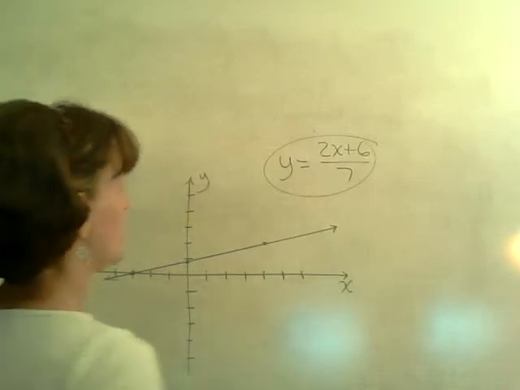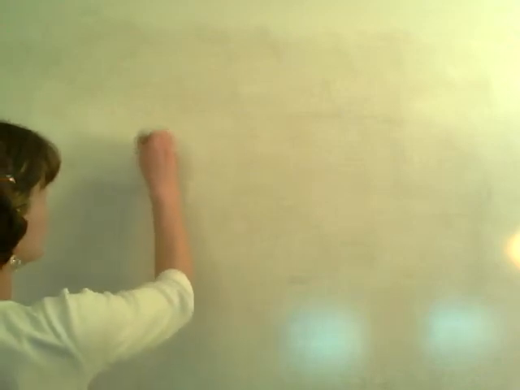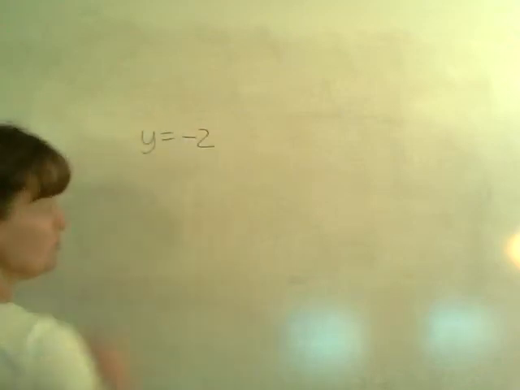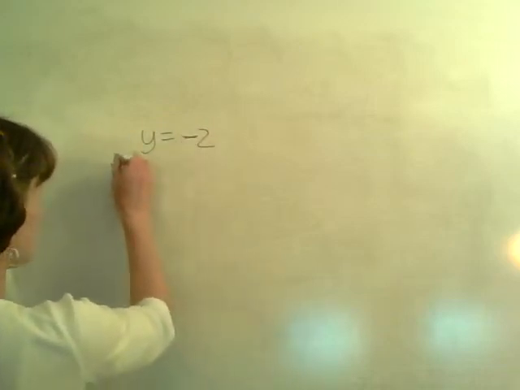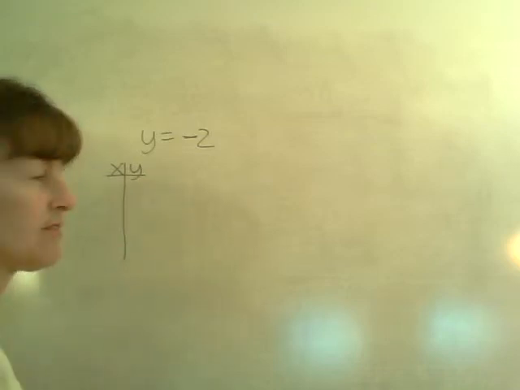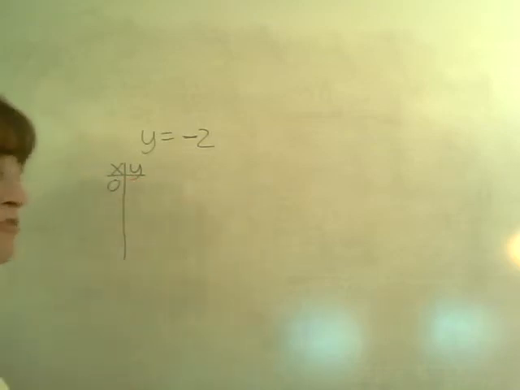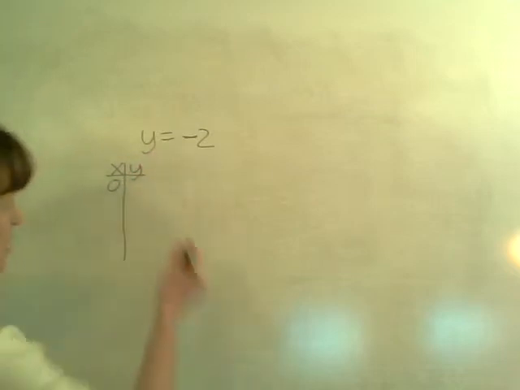Now, one more quick line that we're going to graph. Let's suppose that we want to graph this line. y equals, let's say, negative 2. All right, so I'm going to pick my points. Okay, so here's my x, y. I'm going to pick some x's and see what y is. Well, when x is 0, what is y? Well, my equation says that y equals negative 2. So, y equals negative 2.